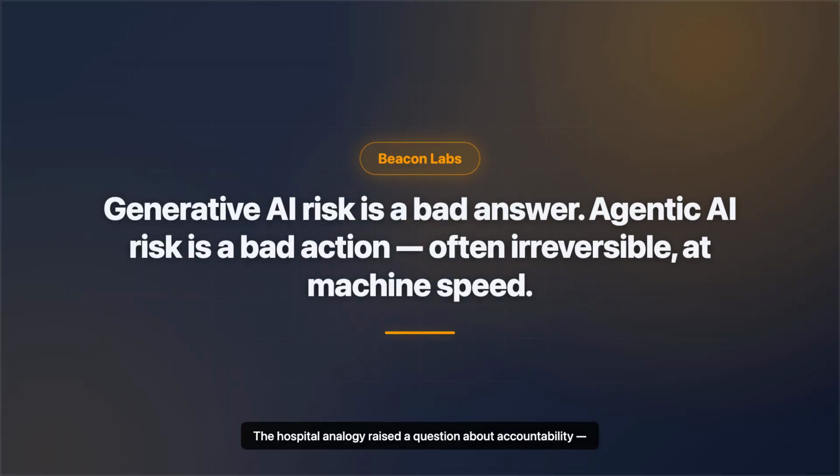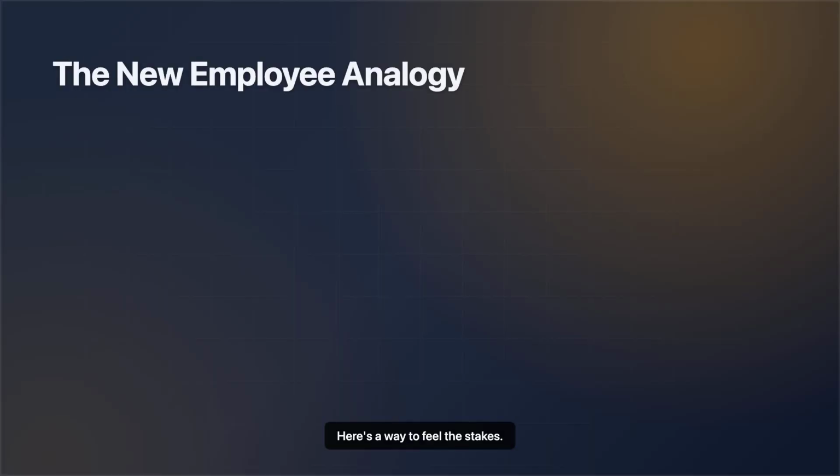The hospital analogy raised a question about accountability, and that question points directly at a new category of architectural risk, one that sits underneath whichever orchestration style you choose. Here's the four-part framework that makes those questions concrete. Here's a way to feel the stakes.